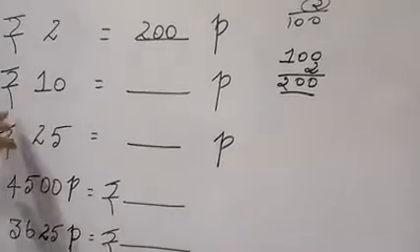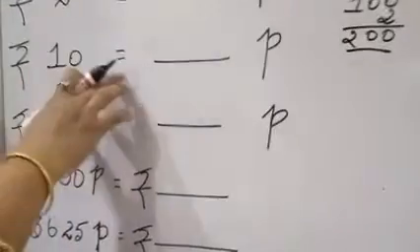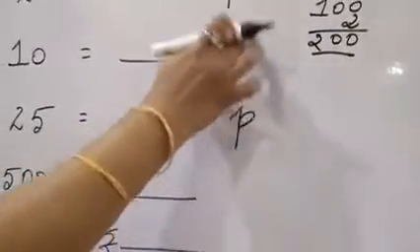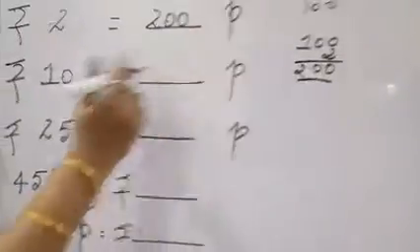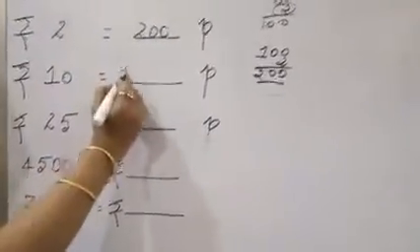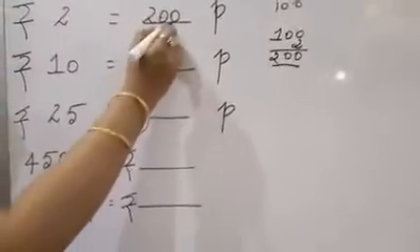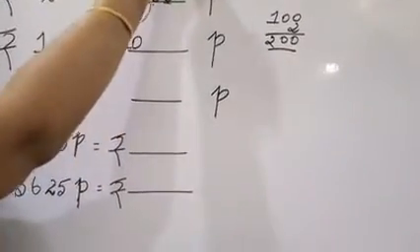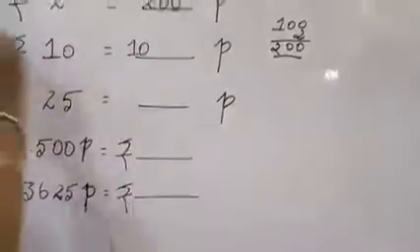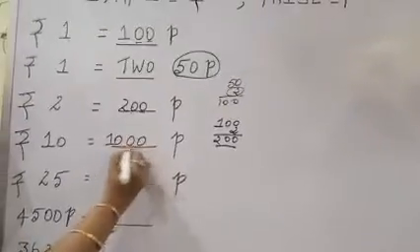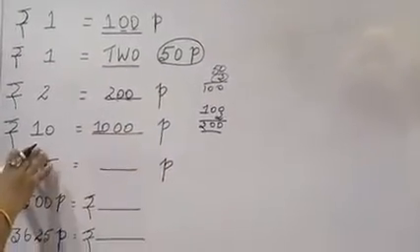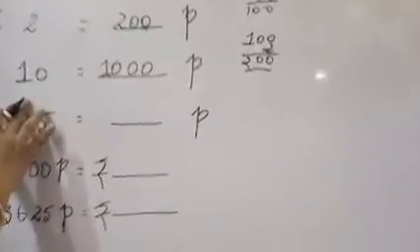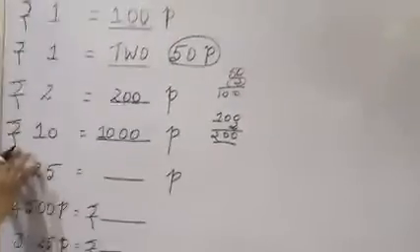Like, rupees 10 contains how many paise? Yes, very good, children. You just have to write that 10. How many zeros do you have to add? 100 paise is equal to 1 rupee, so you just have to add 2 zeros. So how many paise? Yes, very good. 1000 paise is equal to rupees 10.